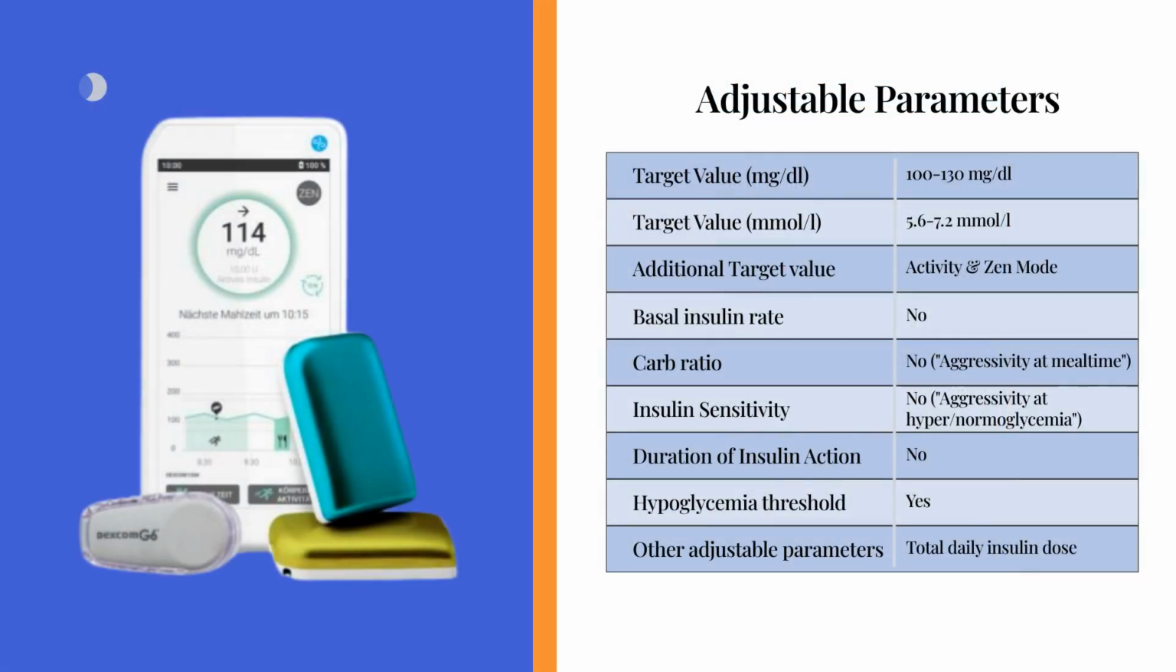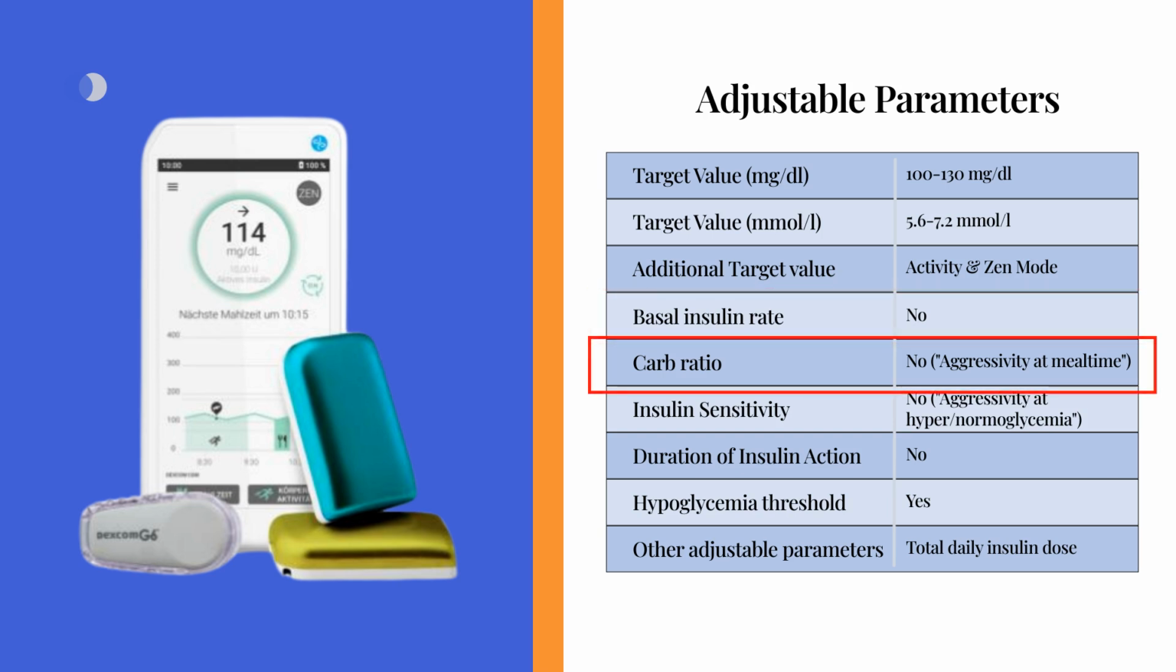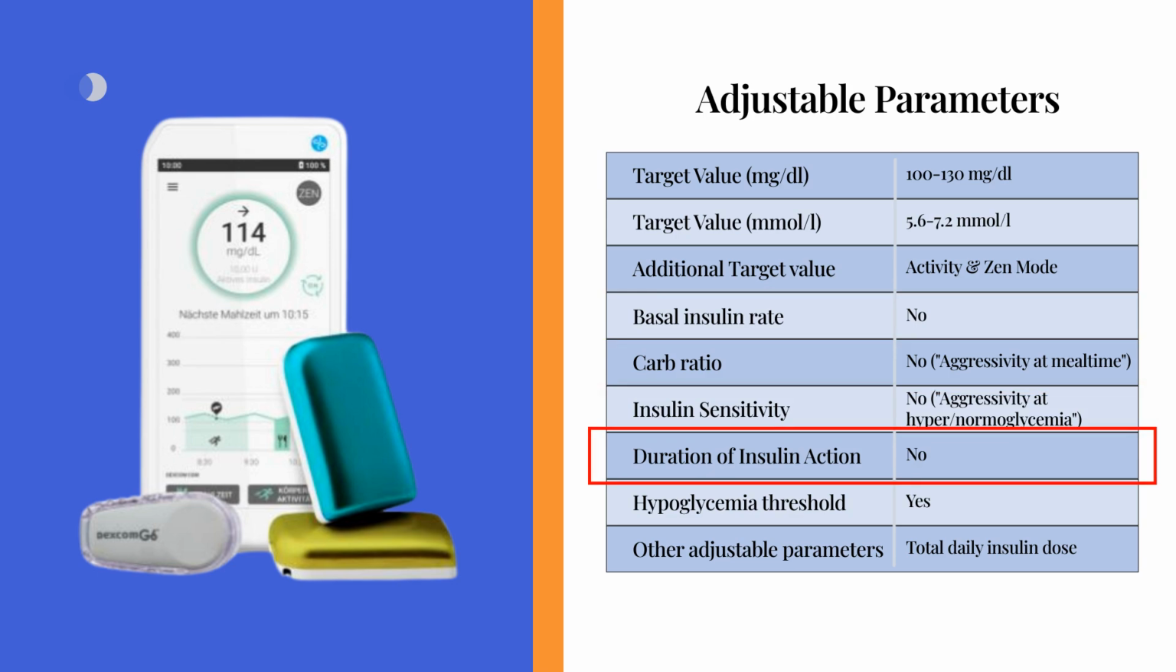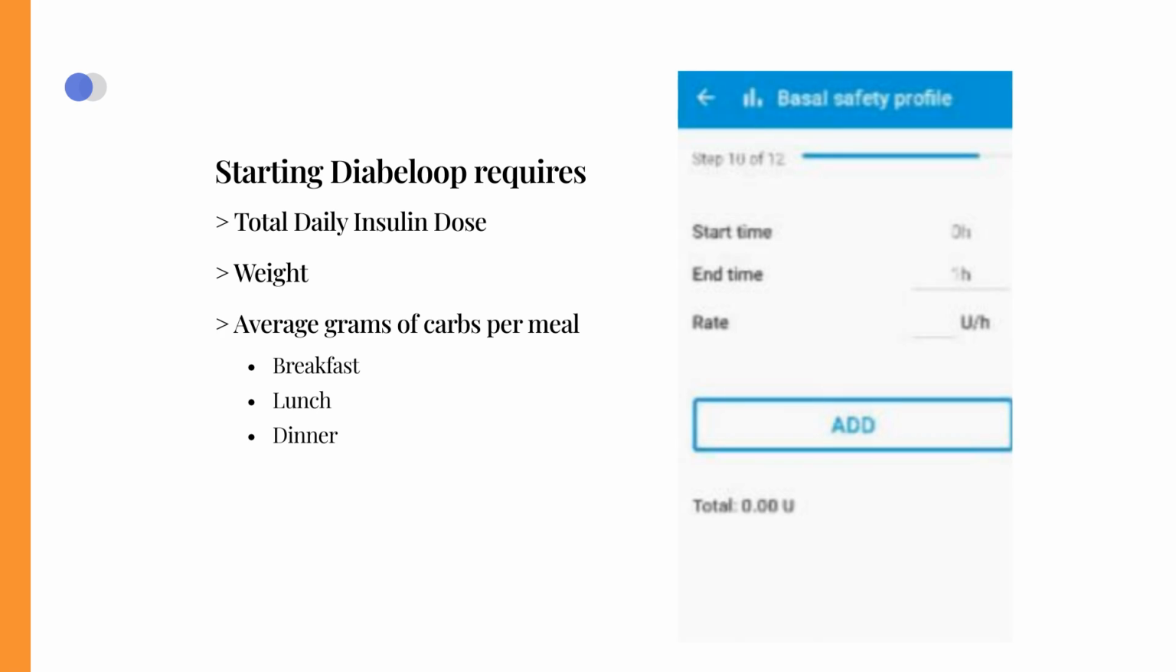However, there are certain parameters that the algorithm calculates and cannot be adjusted. These include the basal insulin rate, carbohydrate ratio, insulin sensitivity, and duration of insulin action. During the setup, you are required to enter a safety basal profile in the DBLG handset, but this is only used in manual mode or open loop.